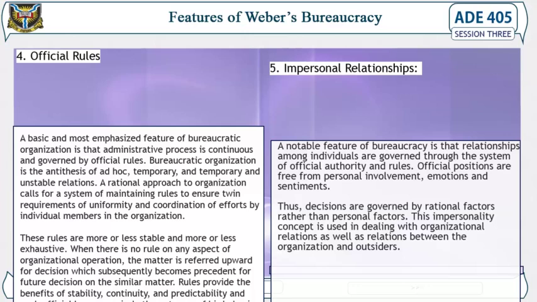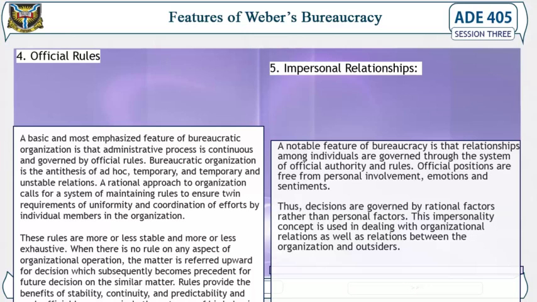These rules are more or less stable and more or less exhaustive. When there is no rule on any aspect of organizational operation, the matter is referred upward for decision, which subsequently becomes precedent for future decisions on similar matters. Rules provide the benefit of stability, continuity, and predictability, and each official knows precisely the outcome of his behavior in a particular matter.